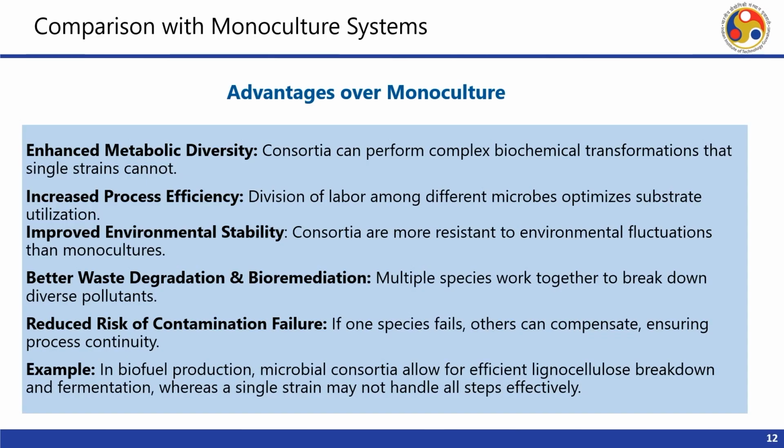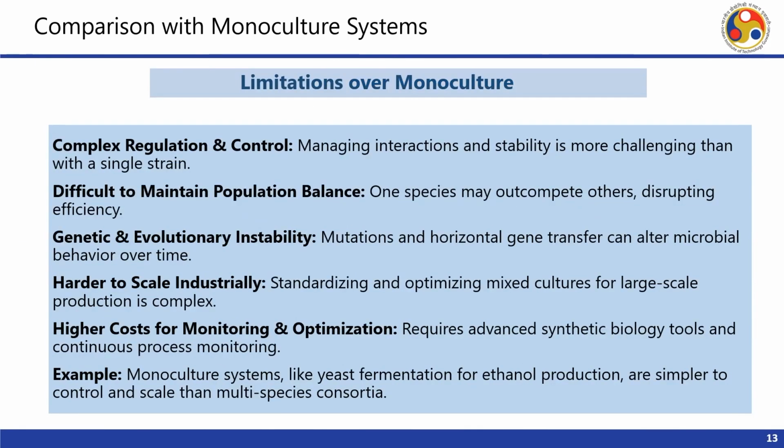Then there is a reduced risk of contamination failure. If one species fails, others can compensate, ensuring process continuity. But in the case of a single culture, we do not have this luxury. So let us have an example. For instance, in biofuel production, microbial consortia allow for efficient lignocellulose breakdown and fermentation, whereas a single strain may not handle all steps effectively.